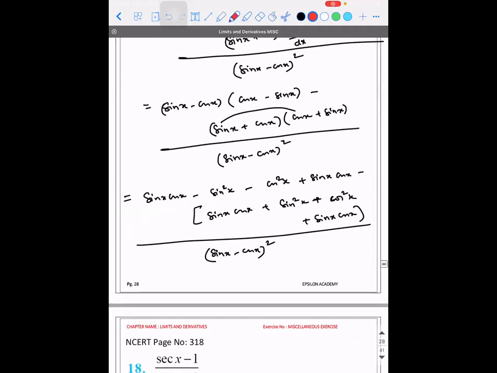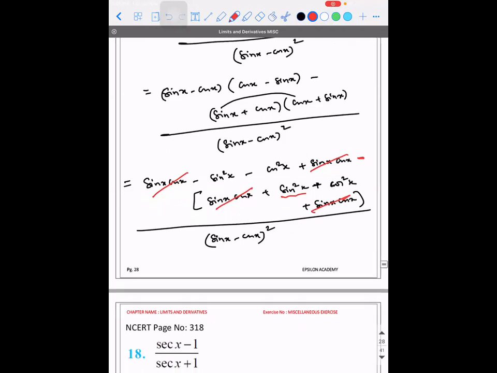See, what all will get cancelled: sin x cos x gets cancelled because there is a minus sign here. For sin square x, it will get multiplied with this minus, so you will have minus sin square x, so it is safe. Cos square x is safe. Similarly, sin x cos x and sin x cos x will get cancelled. So what are you left with? You're left with minus 2 sin square x minus 2 cos square x divided by (sin x minus cos x) the whole square. So minus 2 into (sin square x plus cos square x) divided by (sin x minus cos x) the whole square.